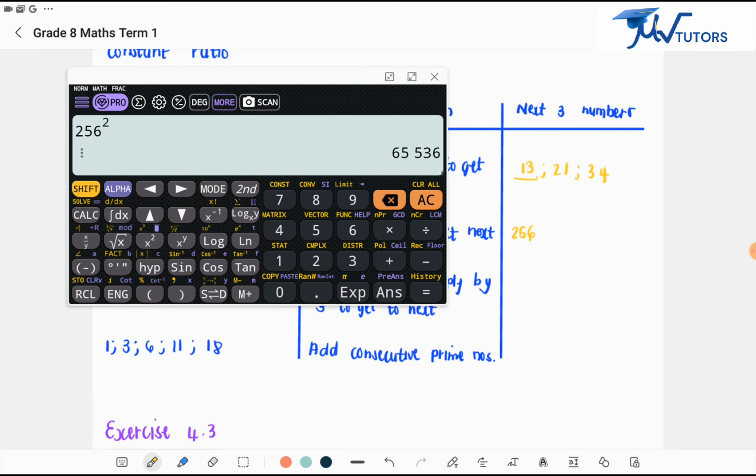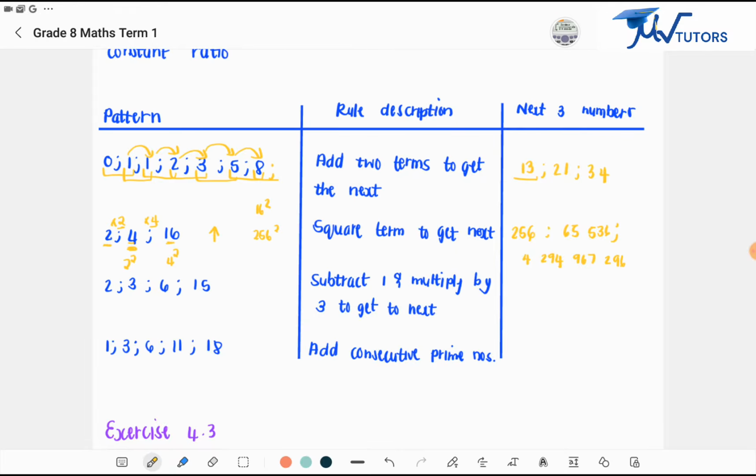256 times 256, 65... Oh my goodness, that's a big number. 65,536. And then the last term, I'm going to take that answer and square it. Woo! It's so big. But yes, it's billions. So we have 4,294,967,296.